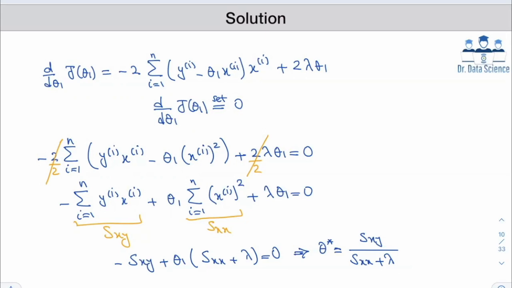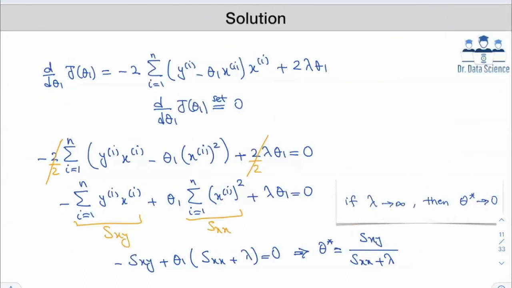What will happen is that because it's in the denominator, this theta, the optimal solution that we are looking for, will go to 0, right? Because we are multiplying this fixed number by a very large number.